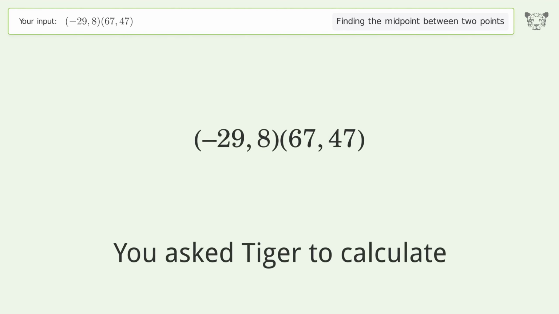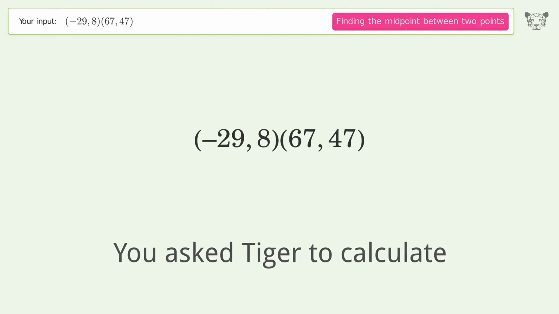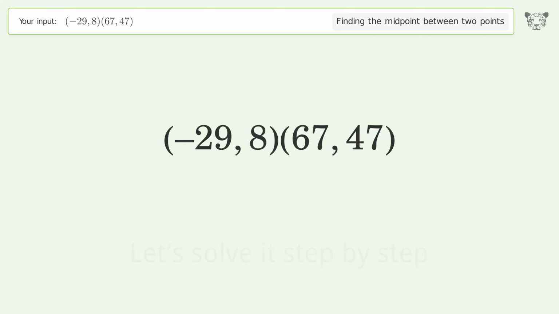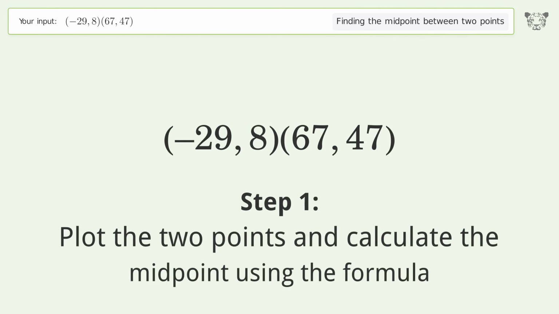You ask Tiger to calculate. This deals with finding the midpoint between 2 points. The midpoint between the 2 points is 19, 27.5. Let's solve it step by step. Plot the 2 points and calculate the midpoint using the formula.